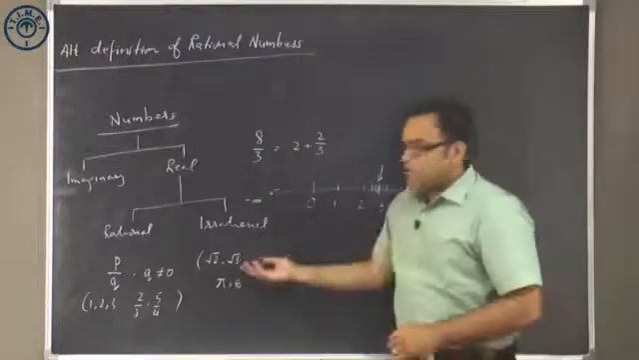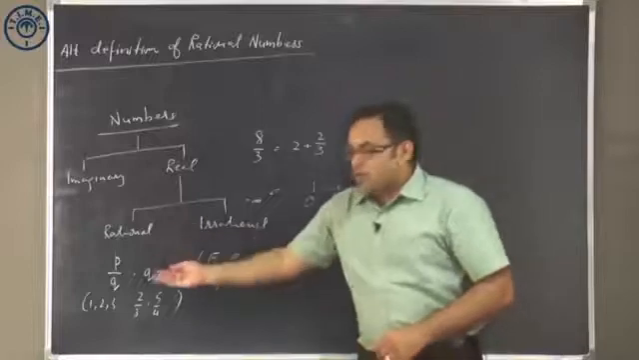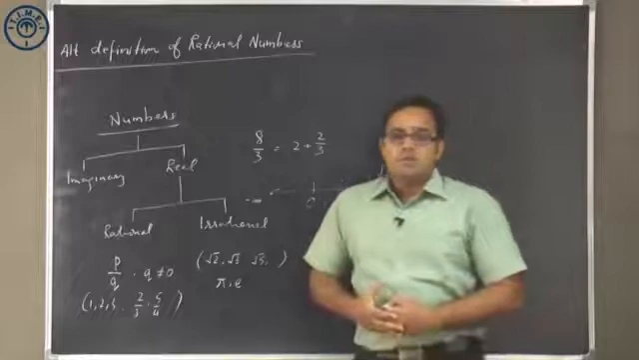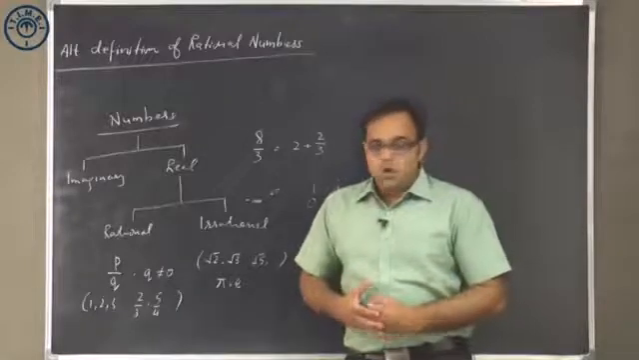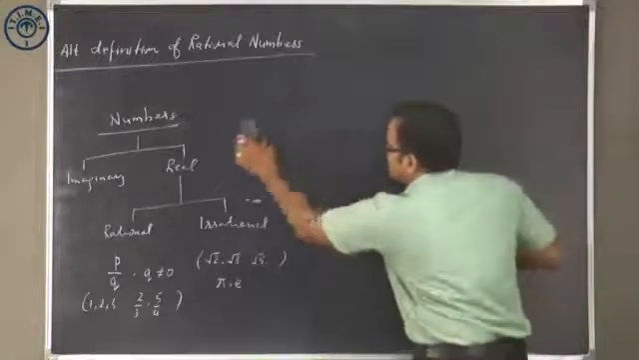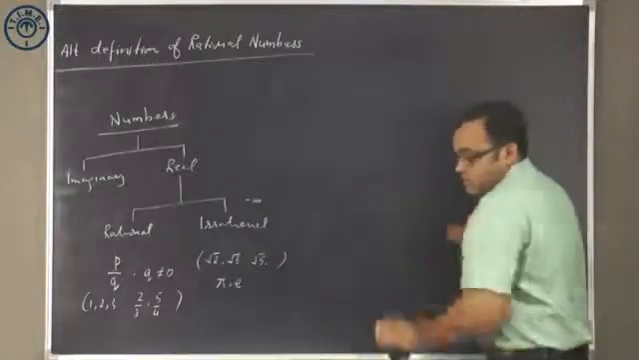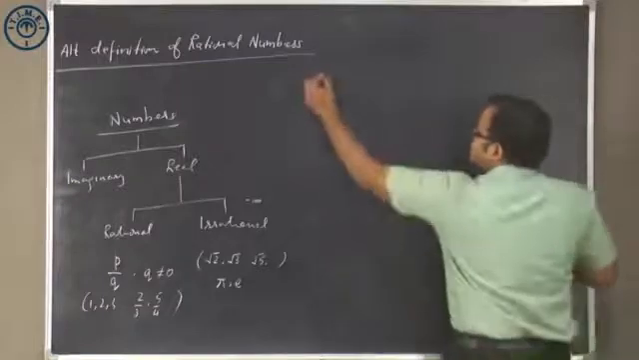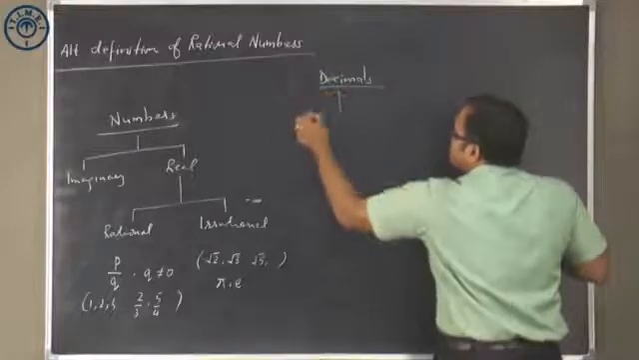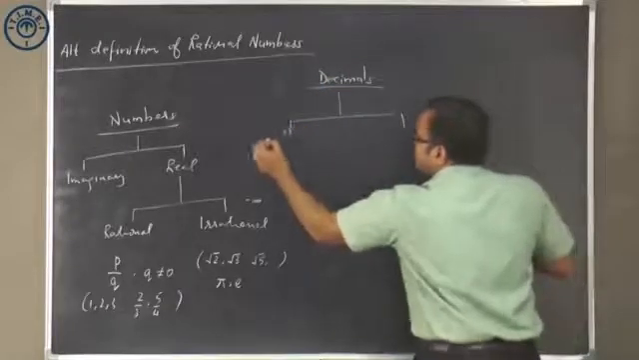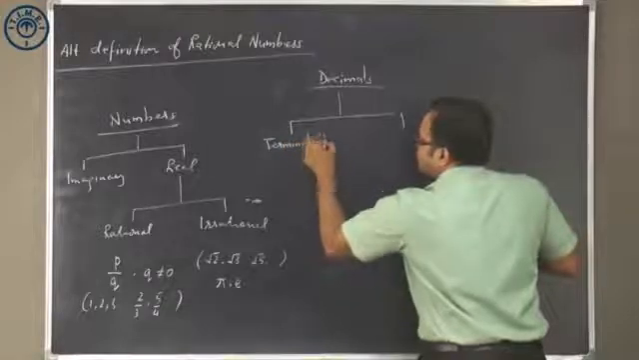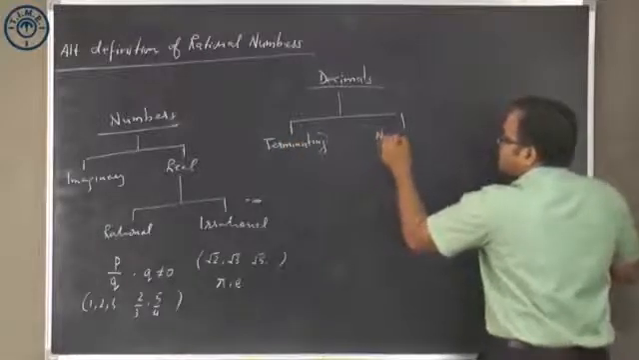On the other hand, in the case of irrational numbers, because they cannot be written in the form p by q, finding a precise point on the number line will not be possible. Okay. Now let's look at an alternate way of defining rational and irrational numbers. If I look at decimals, decimals can be either terminating or they would be non-terminating.